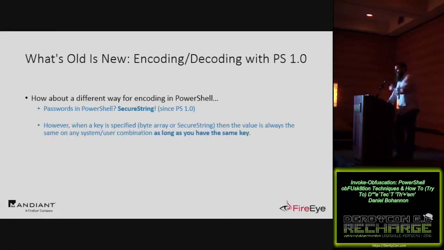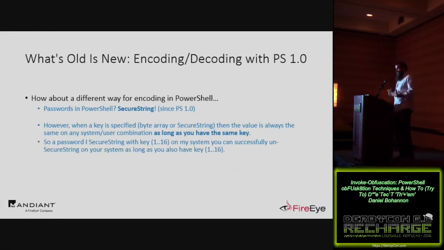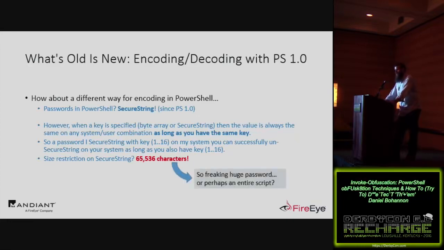So what if we actually specify the key? Then we can generate something on our attacker system and execute it on the target system. So the key can be 16, 24, or 32 bytes, and there are a lot of different ways that you can express that key. Again, run my tool enough times and you'll see all the different ways that you can generate random keys, which the tool handles. So when you do that, what's the size restriction? 65,000 characters. We're at DerbyCon. We feel good about our passwords. I've never felt 65,000 characters good about my password. Why is it so large? What if we put an entire script inside of a password object?